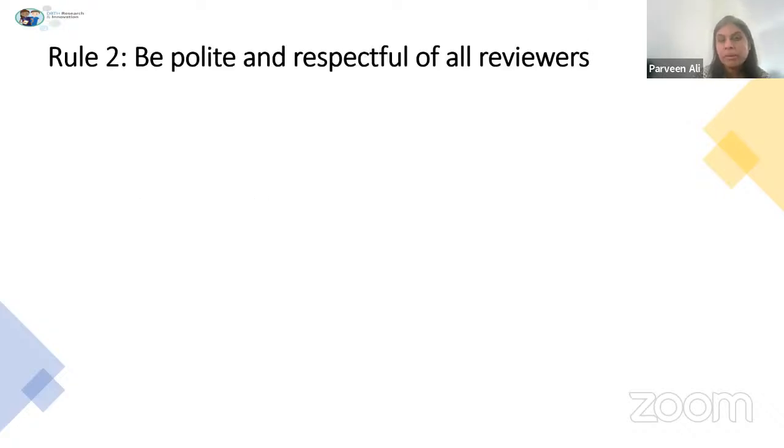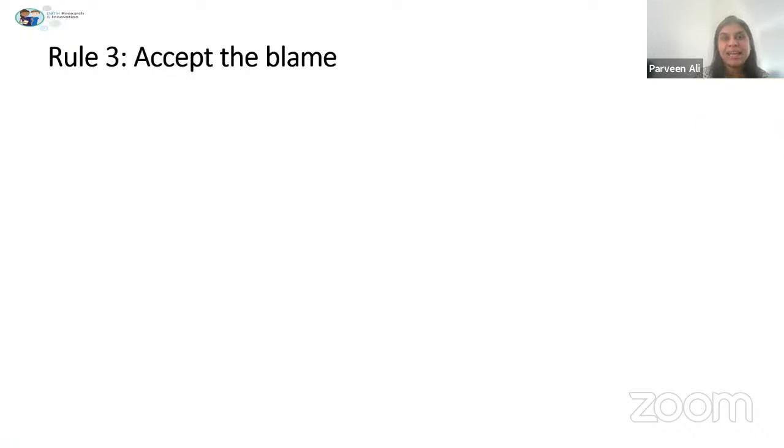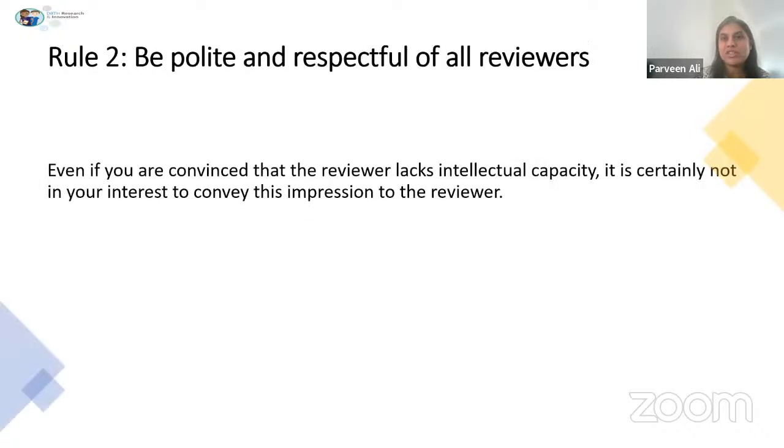Rule 2, be polite and respectful. So even if you are convinced that the reviewers did not understand what you were trying to do, or they lack intellectual capacity, or it's not their area of interest, or they were not bothered, they haven't done it right, even then, please be polite and respectful and try and answer the question in that sense.